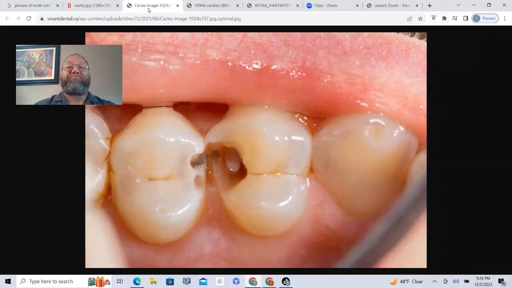Okay, so I just wanted to basically go over the stages of tooth decay.